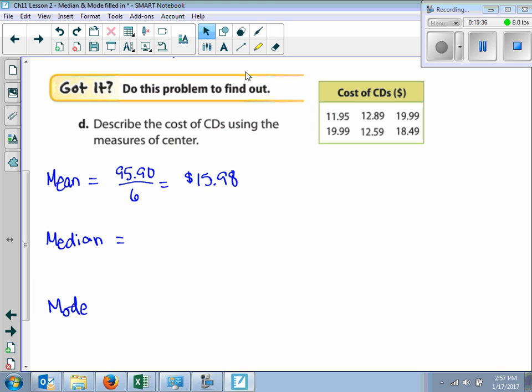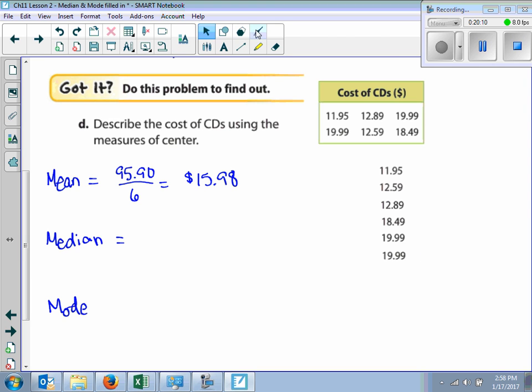For the median, we want to find the middle number when the data is in order from least to greatest. So the first thing we want to do is put them in order from least to greatest. So we have $11.95, $12.59, $12.89, then there is $18.49, and then we have $19.99 and $19.99. So there's our data in order from least to greatest.